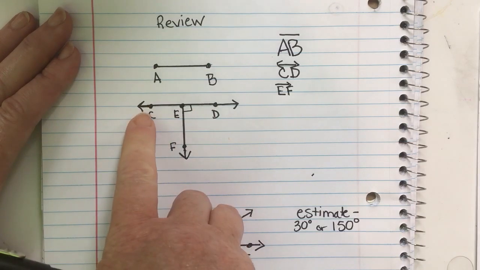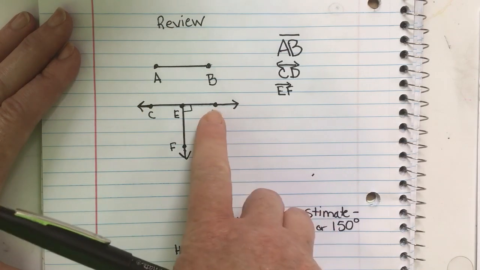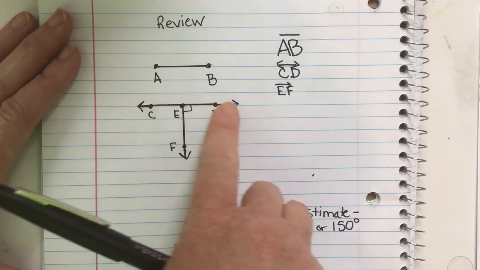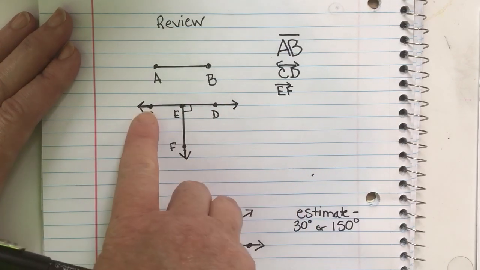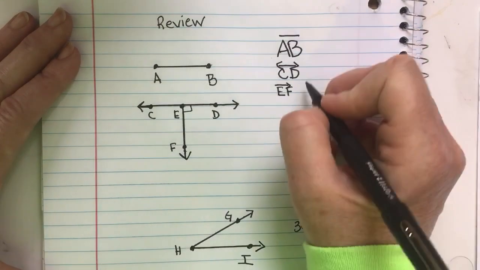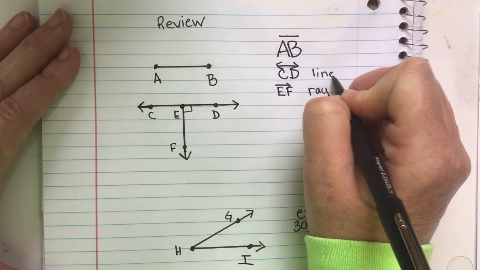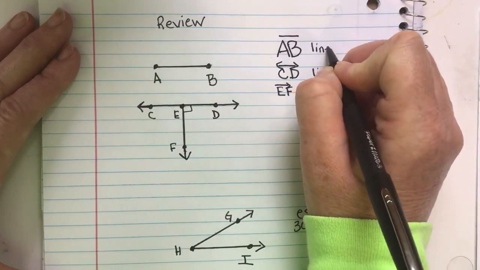Other rays, I could call ray CD. It would start on C and continue through D. Or I could even call it ray DC. DC would start at D and continue on through C. So we have a ray, we have a line, and a line segment.